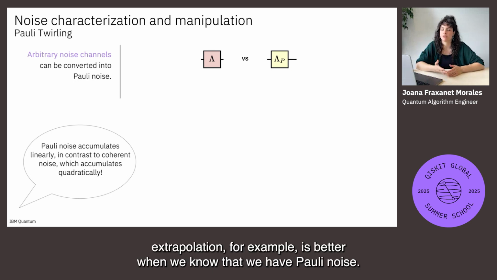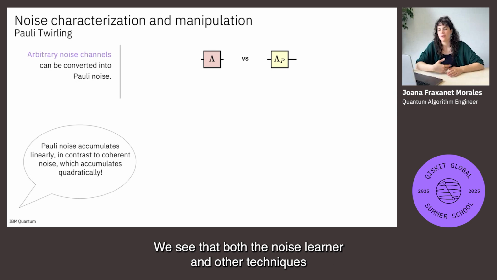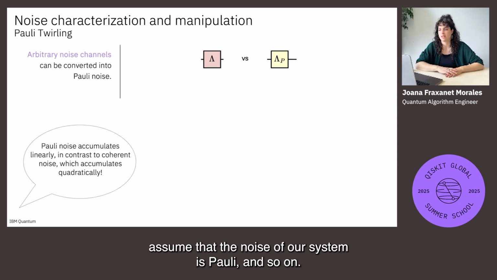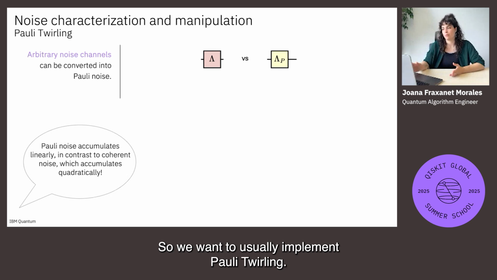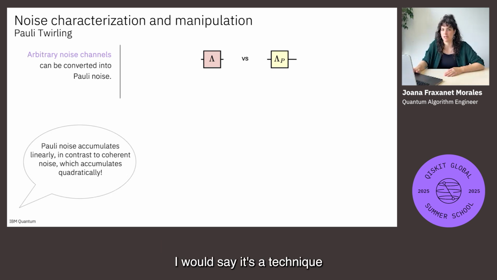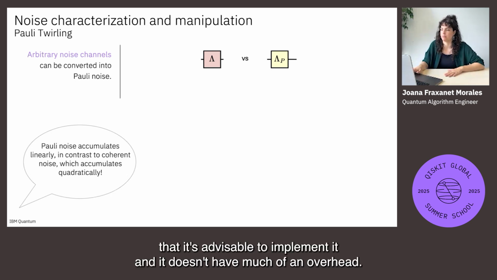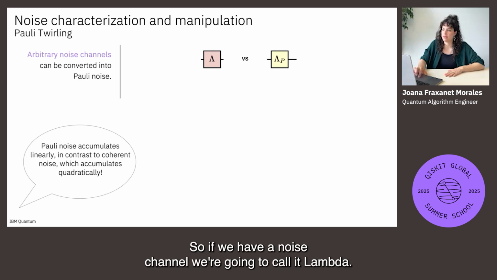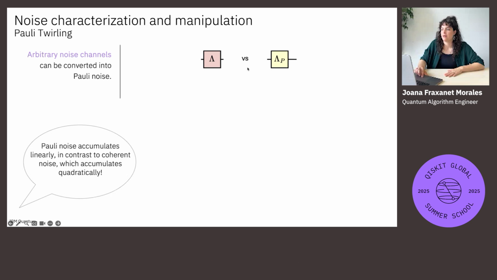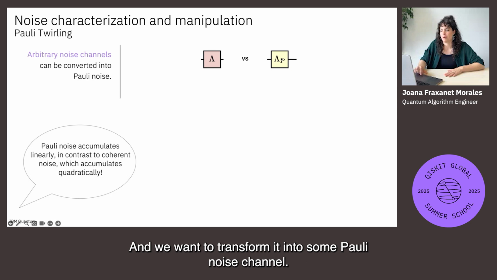We'll see that zero noise extrapolation, for example, is better when we know that we have Pauli noise. We see that both the noise learner and other techniques assume that the noise of our system is Pauli, and so on. So we usually want to implement Pauli twirling. I would say it's a technique that is advisable to implement, and it doesn't have much of an overhead. So if we have a noise channel, we're going to call it lambda, and we want to transform it into some Pauli noise channel.